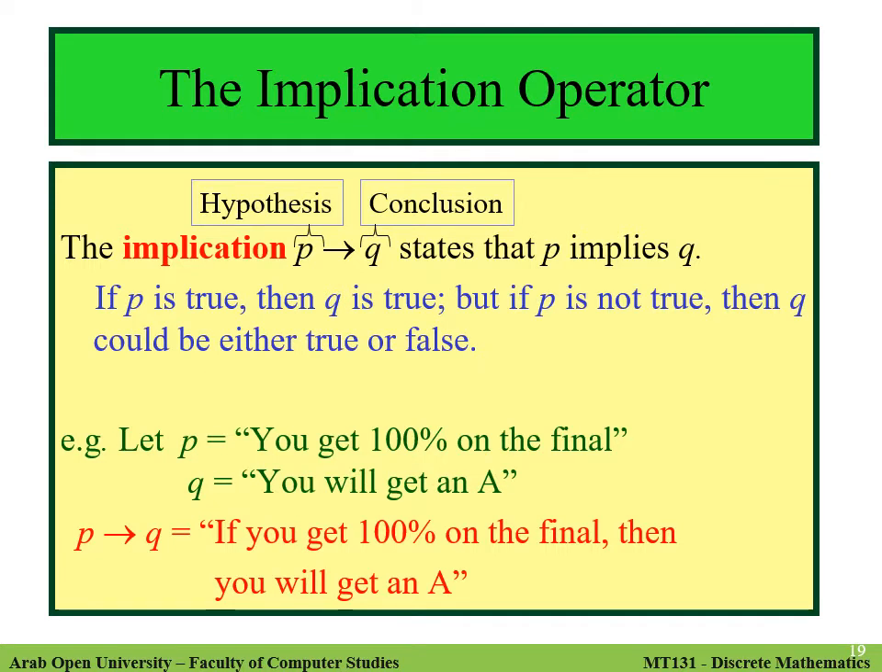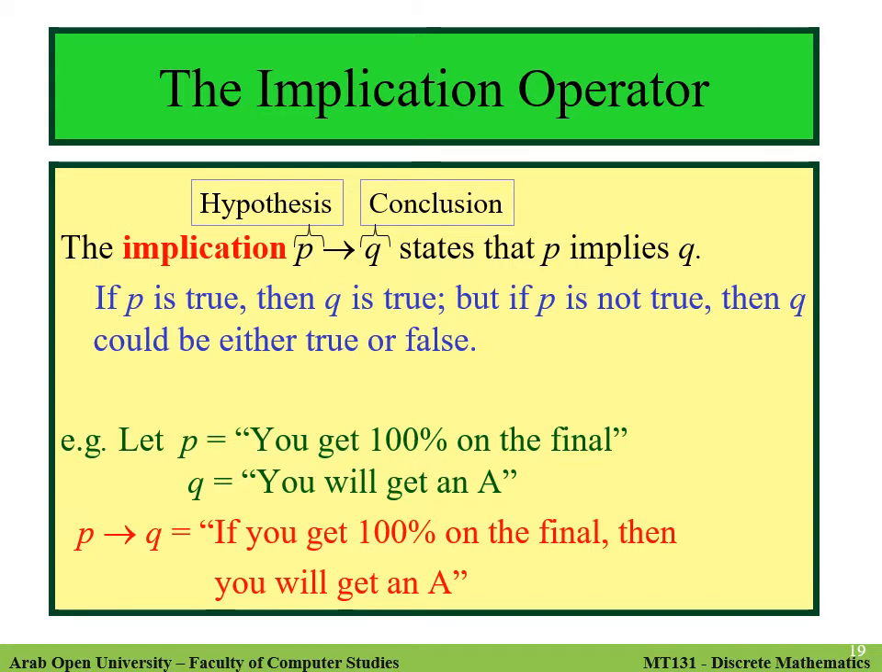The next operation we will consider is the implication operator. The implication operator is a binary operation. You need two propositions P and Q, and the way to use it is write P, then arrow, then Q. The first part, P, is called the hypothesis. The second part, Q, is called the conclusion. And the way to read this compound statement is that P implies Q.